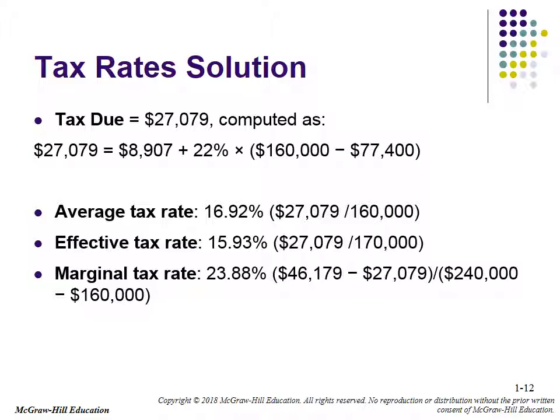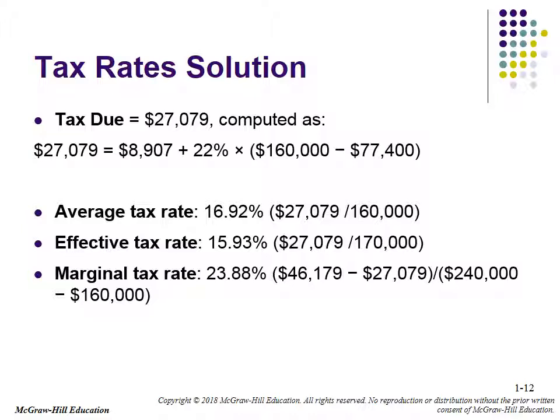$46,179. So, because you added $80,000 in additional income, how much in additional tax? Well, $46,179 minus $27,079, $19,100 in taxes were caused by an additional $80,000 in income. So your denominator is $80,000. So you have a marginal tax rate, an additional tax rate of 23.88% because of this additional income. Okay, so that is how we figure out those various tax rates.